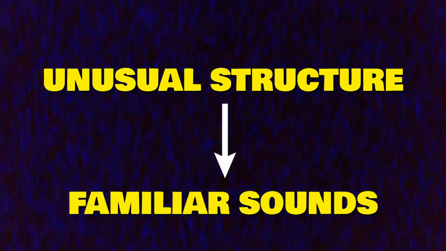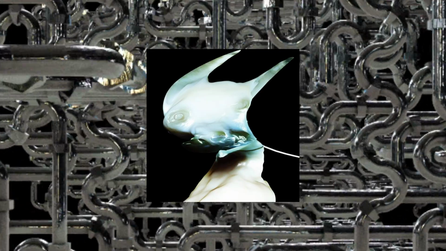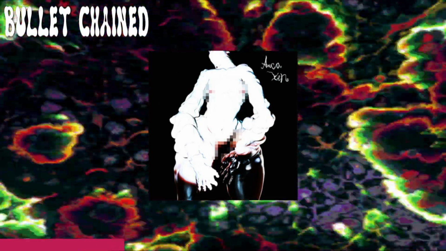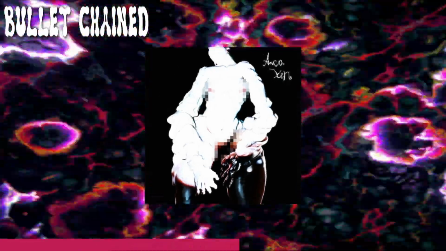The next example is the unusual structure and familiar sounds. For this one, I can pick Bullet Chained as an example. Why? Because the rising saw wave is something you kind of hear in a lot of EDM music and EDM sets, but it's being used here in this weird industrial IDM beat. And this is pretty useful because then it brings familiarity into your music, and that's actually what creativity is.